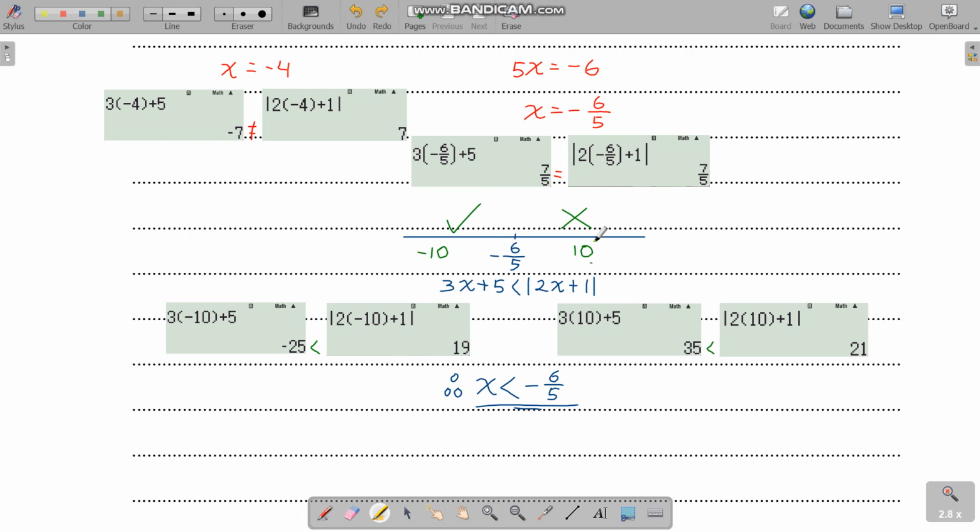And if you check using something random on the right side, something bigger than minus 6/5, such as 10, you plug into the inequality, you get 35 is smaller than 21, which doesn't make sense, which means we cannot use this interval. So the answer is therefore x smaller than minus 6/5.